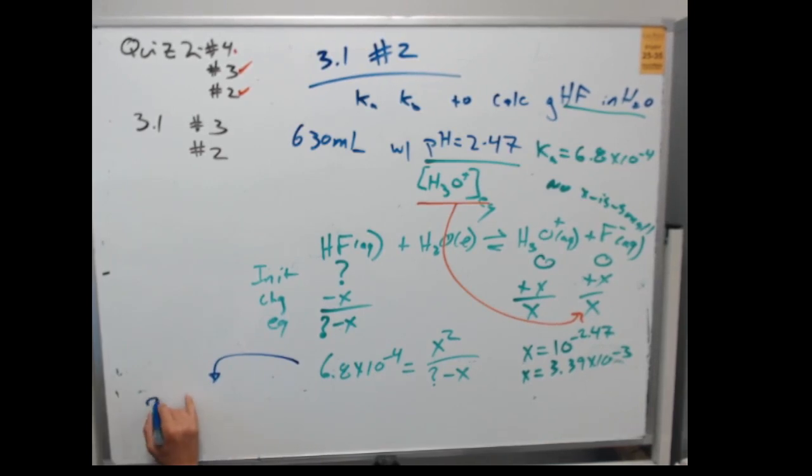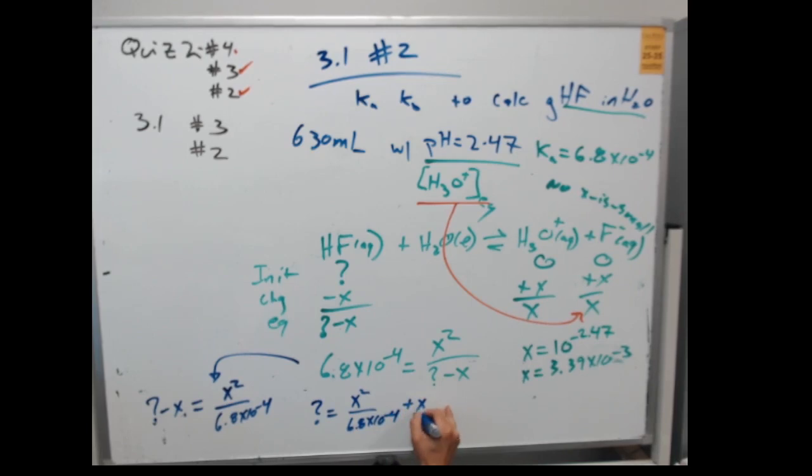So I end up with question mark minus x is equal to x squared divided by 6.8 times 10 to the minus 4. Then I'm just going to add the x across. So I've got question mark is equal to x squared divided by 6.8 times 10 to the minus 4 plus x, and that's it. I find that a lot easier than what I see a lot of students try to do with some foiling of numbers, and it's just like, woof, it's a lot.